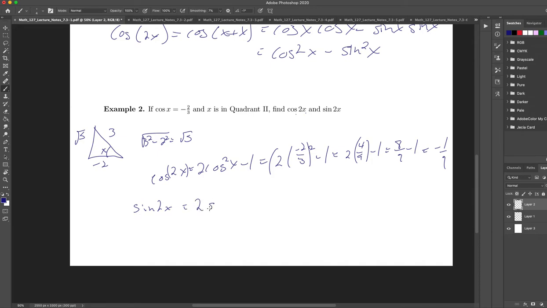So this is 2 sine of x cosine of x, which is equal to 2 times the square root of 5 over 3 times minus 2 over 3. And this is equal to minus 4 square root of 5 over 9. Okay.